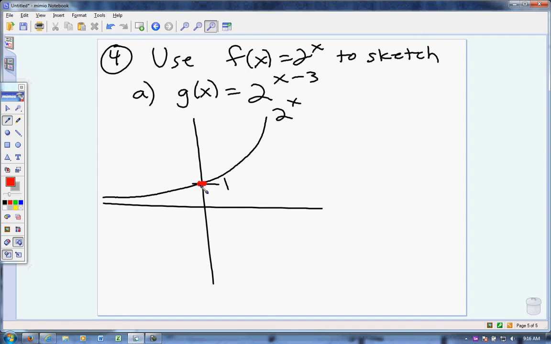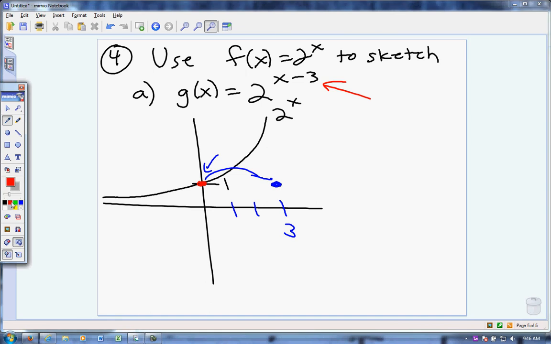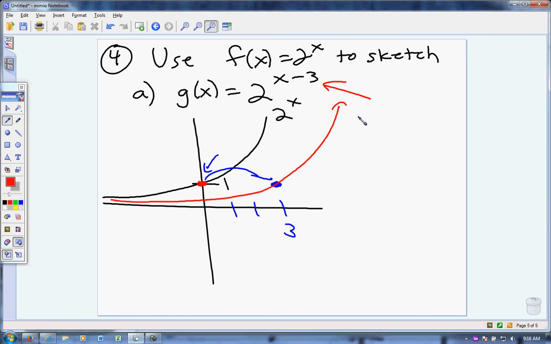Look at this, 2 to the x minus 3. Do you remember our transformations? Which way is that shifted? To the right 3 units. Okay? So all we have to do now is take this point right here and move it to the right 3 units. So this point comes over here, it's right there, and then the exponential function looks the same, it just goes through that point 3 units to the right. So there's the graph of 2 to the x minus 3.